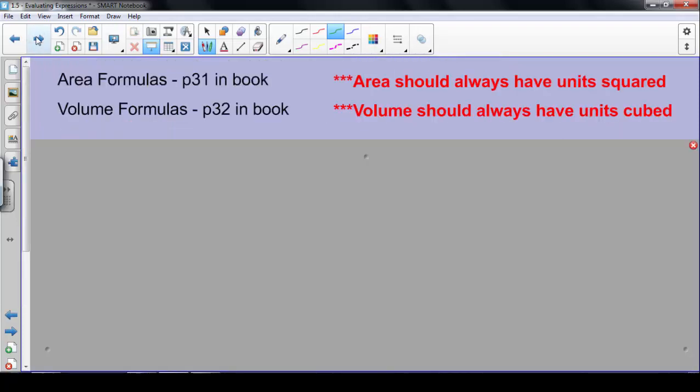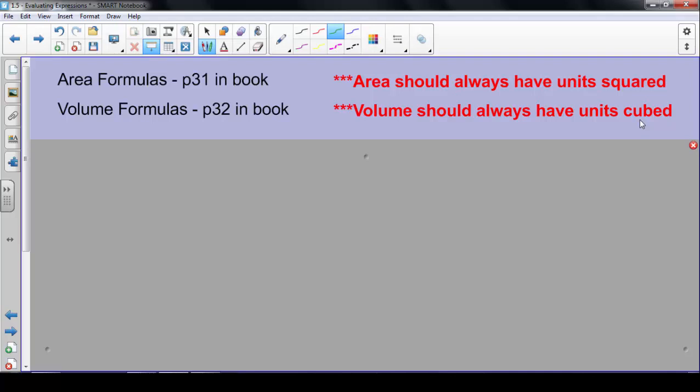Now this next part, your book does list several area formulas as well as volume formulas. I am not going to rewrite those here on your notes because they are listed in the book. So I highly recommend either you copy them into your notes or you somehow mark your book to indicate that these are very important, because you are expected to know these. They will not be given to you on a test.